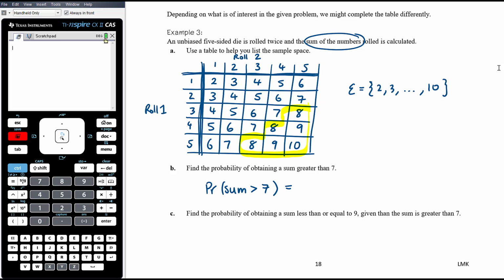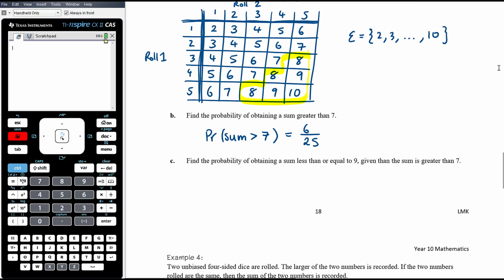So I can see that there are 6 outcomes that fulfill that criteria out of the 25 outcomes that I have in the table. 25 equally likely outcomes in the table. Find the probability of obtaining a sum less than or equal to 9 given that its sum is greater than 7. Okay, so we've got a conditional probability here.